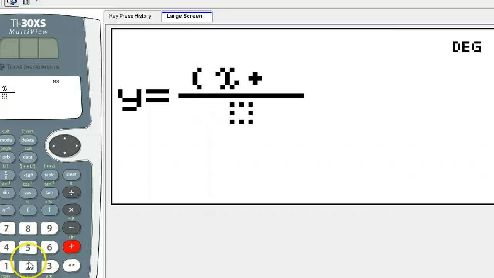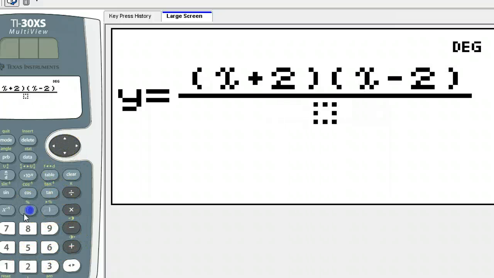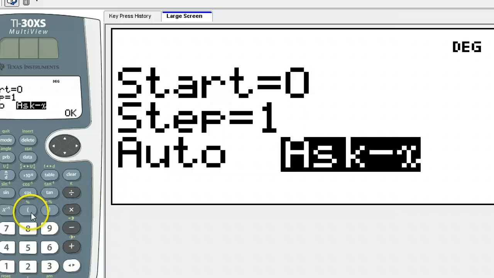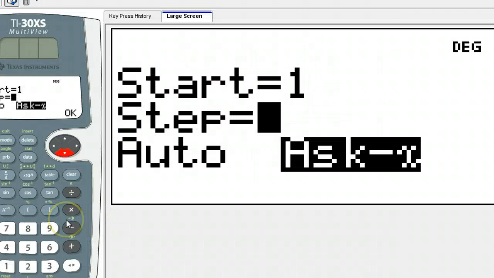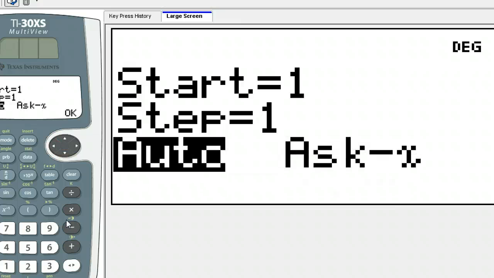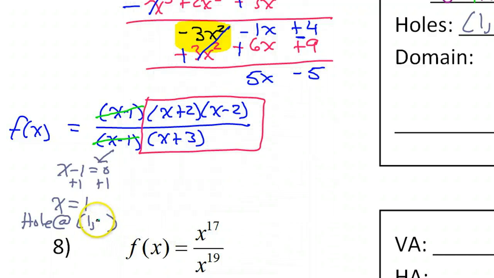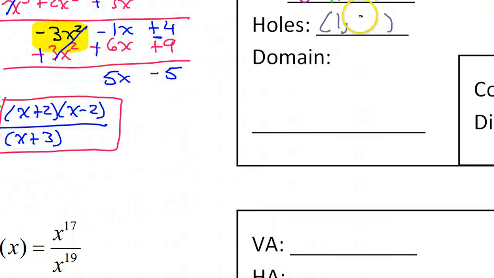Okay, so we had x plus 2 times x minus 2 over x plus 3. Okay, and we want to know what's happening at an x value of 1. So I'm going to tell it start at 1. Okay, at 1, I'm coming up with negative 3/4. So I have a hole at 1, comma, negative 3/4.